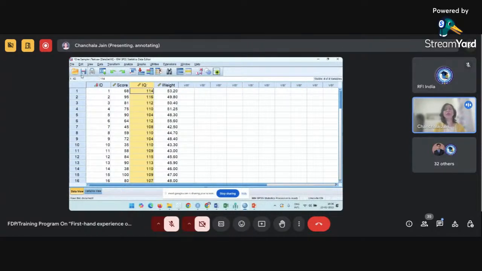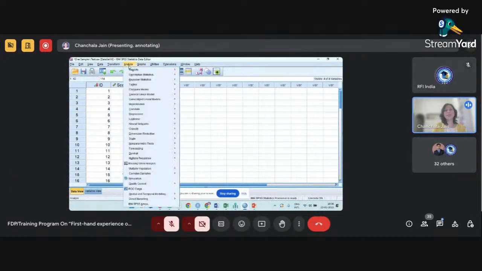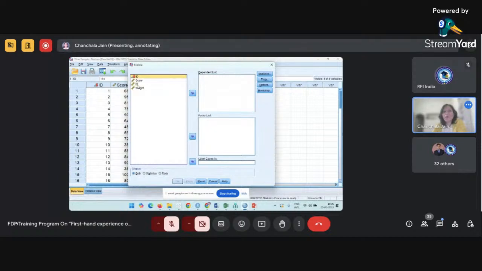So we will proceed to Analyze, go to Descriptive Statistics, and go to Explore. I hope every one of you who is performing has located it. Those who are not performing have noted it down. Done? Yes, madam. Fine. Click on Explore. Now shift the IQ variable into the dependent list box. Done.